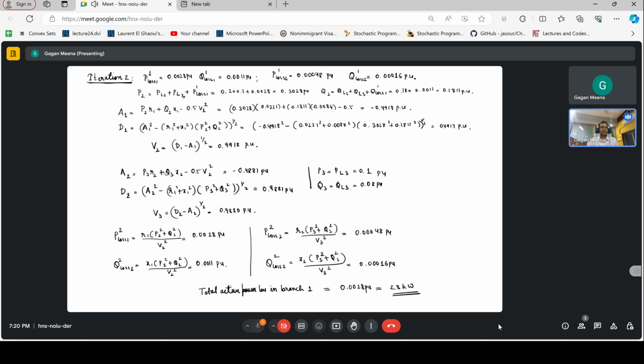So you can find out the loss in branch 1. This was the question: we have to find out the active power loss in branch 1. This is the total active power loss in branch 1, multiplied by 1 MVA, which gives 2.8 megawatts, or kilowatts.